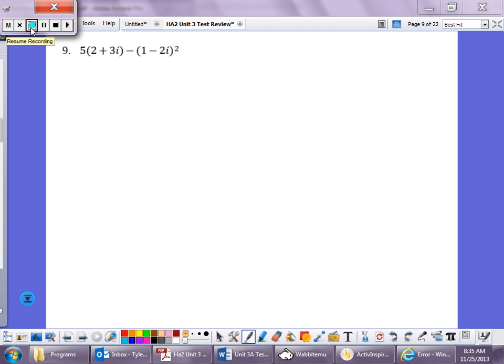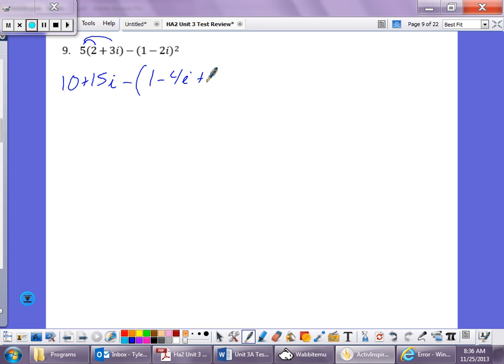For number 9, anytime you're simplifying or solving with imaginary numbers, I would just treat i as a variable until you get to the end and then solve. That will make it easier, I think, for you guys to solve these. So first you just distribute. So you'd get 10 plus 15i minus, and then this has to be squared. So it's 1 minus 2i times 1 minus 2i, which would be 1 minus 4i plus 4i squared. All right, and then we're just going to distribute this negative. Minus 1 plus 4i minus 4i squared.